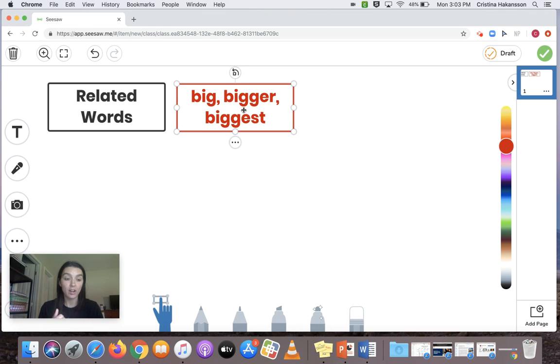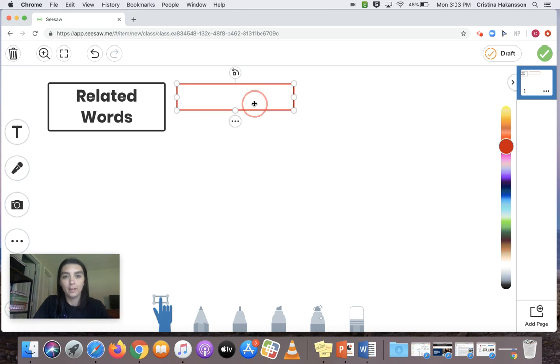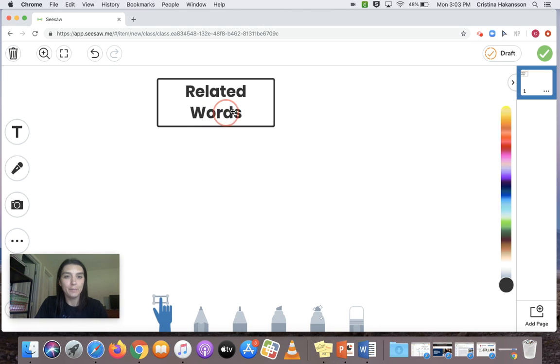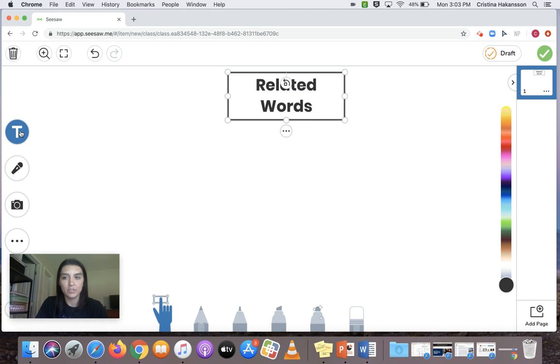So prefixes are word parts at the beginning of the word, and then suffixes are word parts that we add to the end of the word. All right, so let's do an example here. I'm going to erase this big, bigger, biggest, see if it'll let me. Okay, and I want you to either follow along or just listen closely.